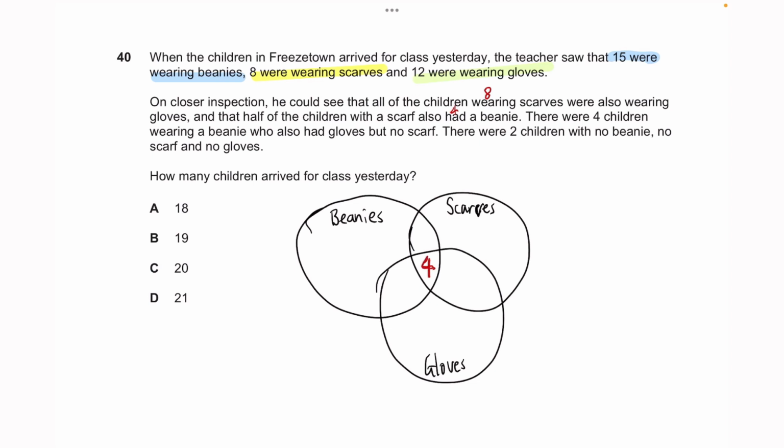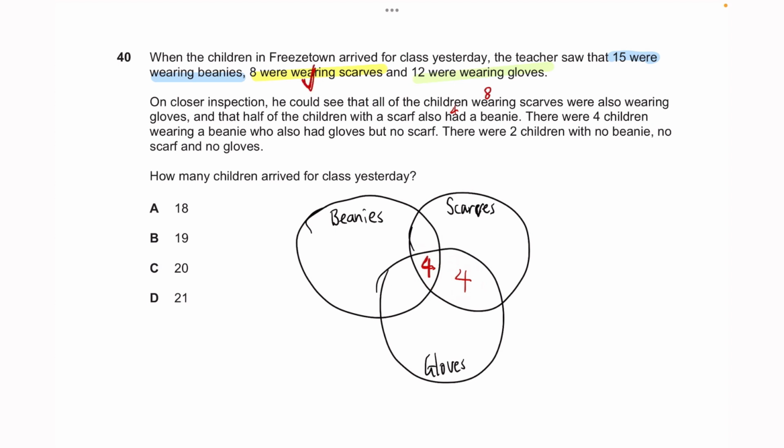And so from here, we can now fill in the other piece of information, that all children wearing scarves were wearing gloves. So that's 4 here, wearing scarves and gloves. We are filling in this information here. So that's going to be 4 as well. And so you can see 4 plus 4 is equal to 8. So we've just completed this information here.